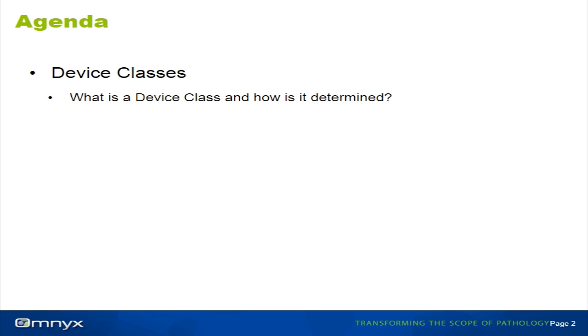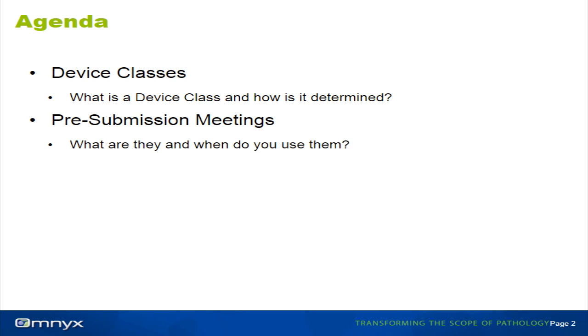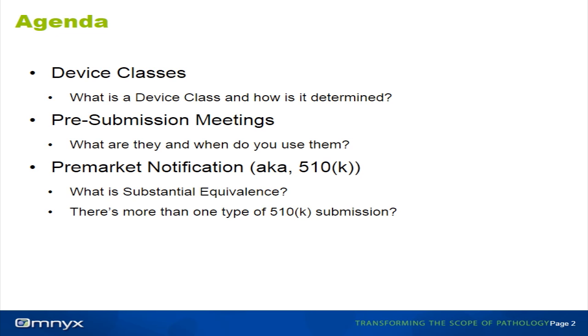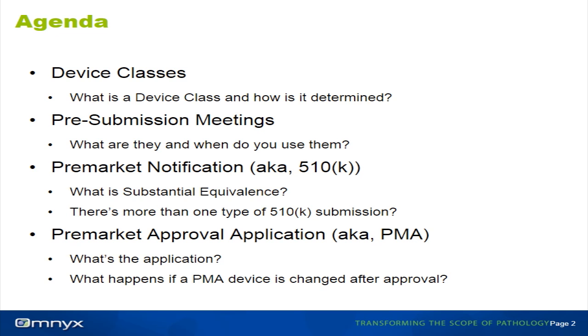So our agenda is to first review the different medical device classes, then we will review the pre-submission meetings, such as what they are and how we use them. Then we'll go over the pre-market notification process and discuss substantial equivalence in the various 510(k) submissions. Then we will conclude with an overview of the pre-market approval, or PMA, process.